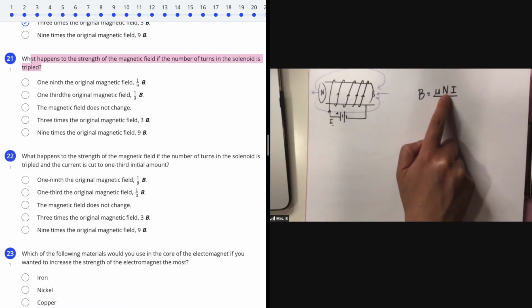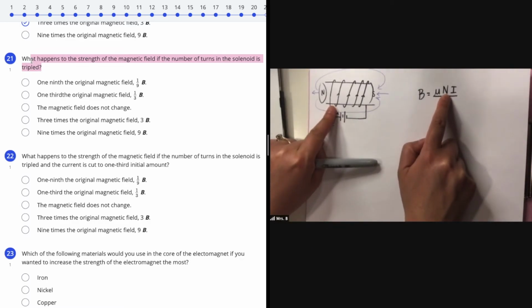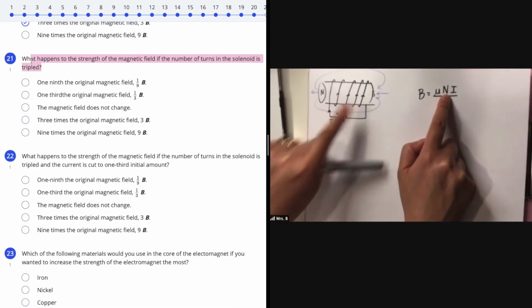If we triple the number of coils, then we triple the magnetism, because think of each little coil as its own mini magnet. So if I had 3 times more coils, I would have 3 times more magnetic field. But now here's one we probably should write out. What happens to the strength of the field if the number of turns in the solenoid is tripled, but the current is cut to 1/3?